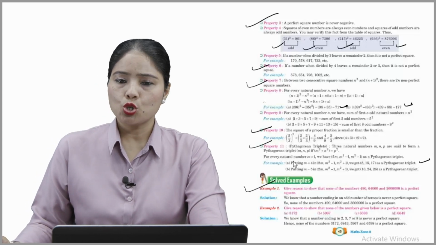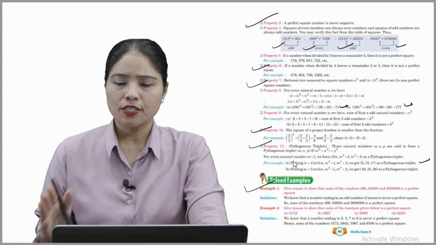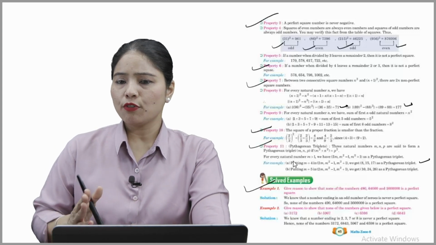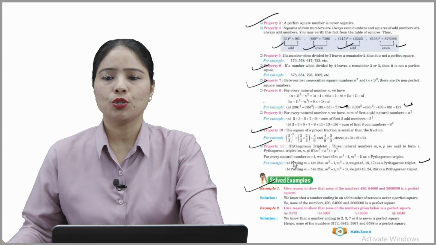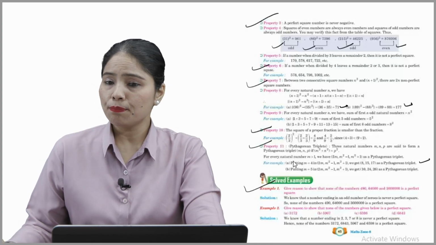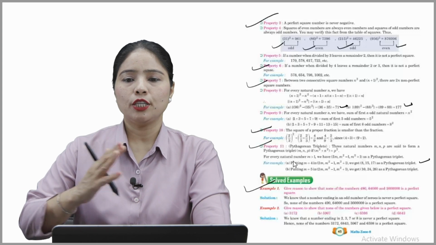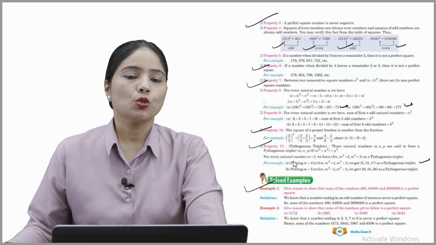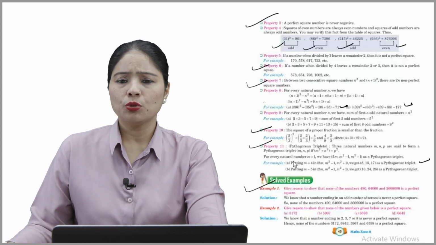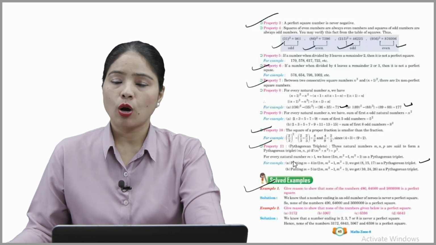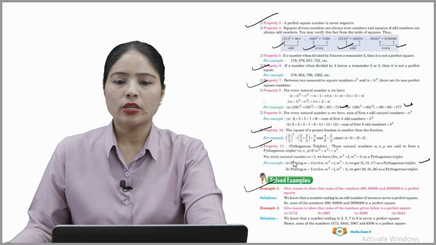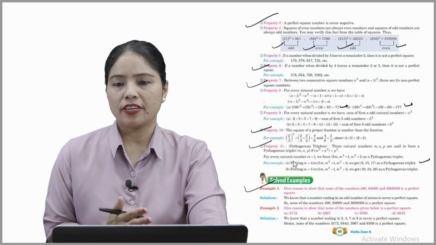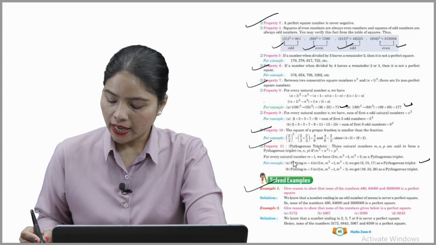Give reasons to show that none of the numbers 490, 64000 and 3600000 is a perfect square. Now we need to just show that. So, solutions. We know that a number ending in an odd number of zeros is never a perfect square. So, none of the numbers is a perfect square. ये हमारे इसमें क्या आ रहा है? एक ज़ीरो.